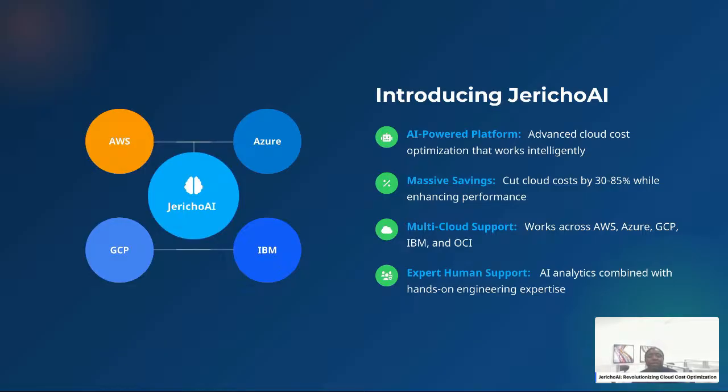And so, what Jericho AI does is that it's an AI powered platform that is highly intelligent, in fact, more intelligent than a human being, with advanced cloud cost optimization that works intelligently. The reason we say it's super intelligent is that the things the normal human engineer cannot say, this AI powered tool will be able to say. And therefore, it provides massive savings.